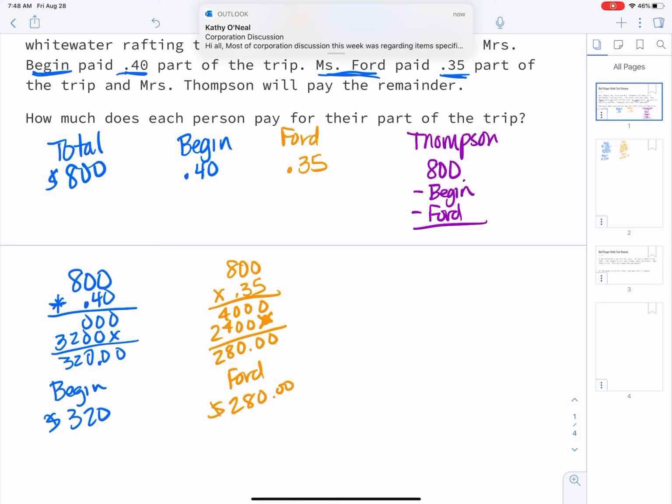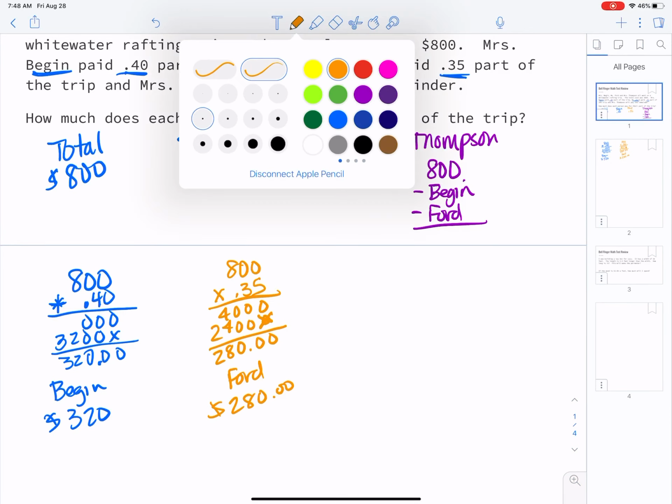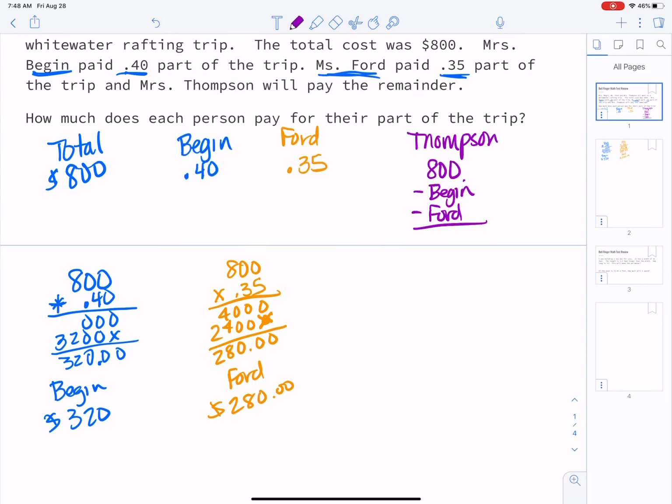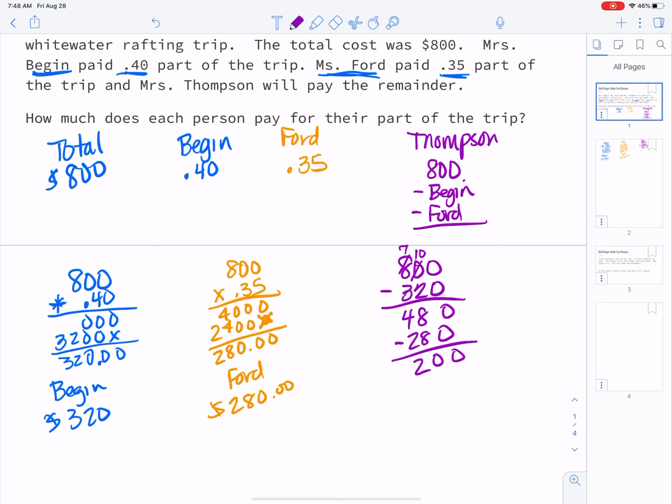Now to figure out Miss Thompson, I have to take our cost, which is $800, and I'm going to subtract what Miss Began paid. And I'm going to subtract what Miss Ford paid. And so these will be my answers.